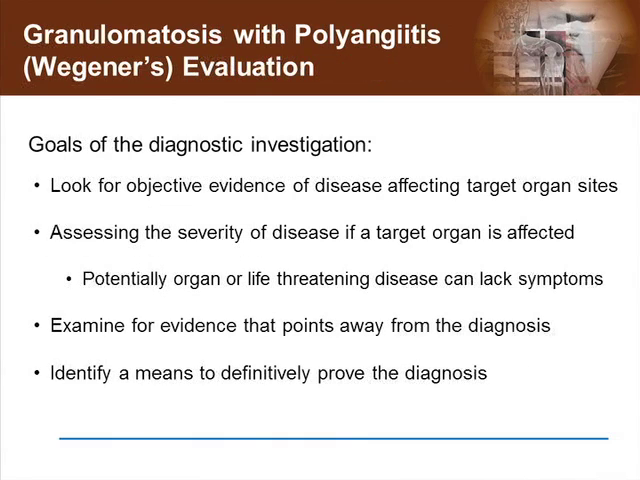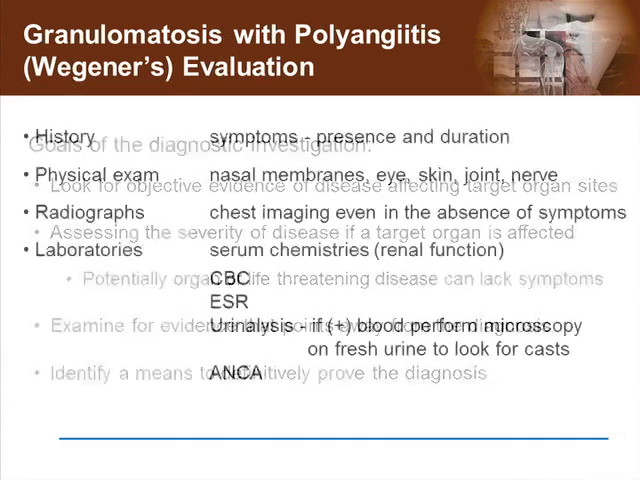So the goals of the diagnostic evaluation are really focused on looking for objective evidence of disease that is affecting a target organ site. We are looking to assess the severity of that disease if a target organ is affected, because potentially organ or life-threatening disease can occasionally lack symptoms. We are looking for evidence that might point away from the diagnosis of GPA, and ultimately to identify a means by which we can definitively prove the diagnosis.